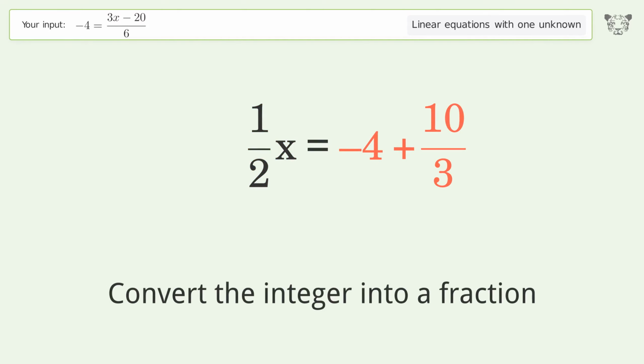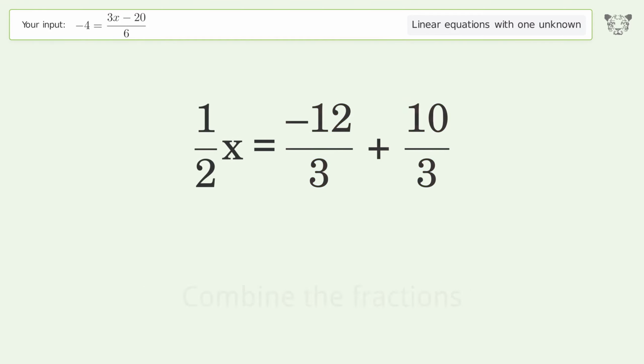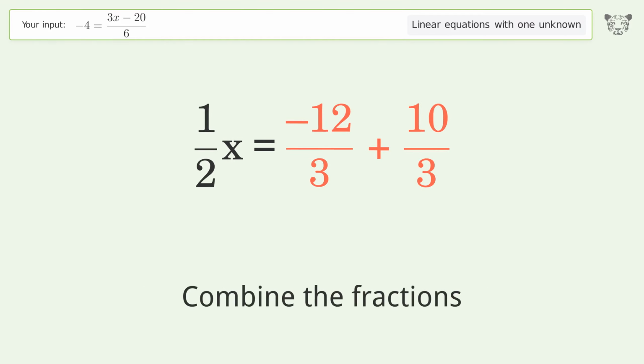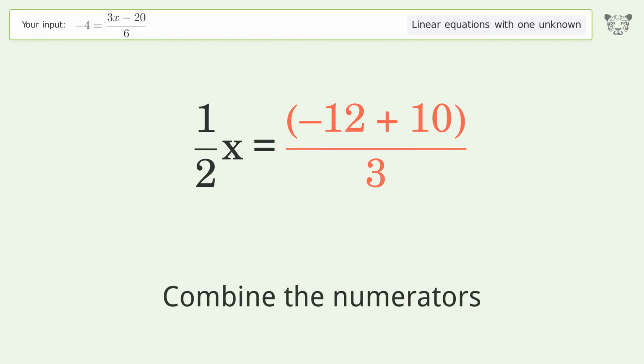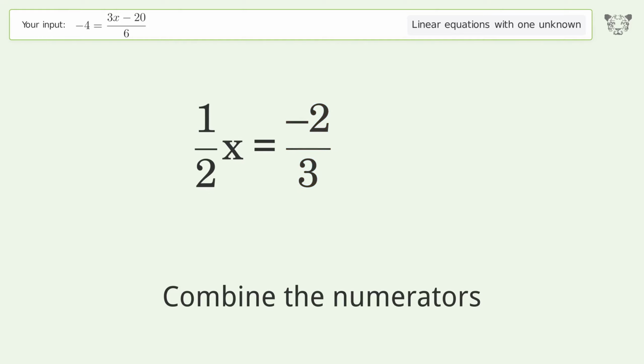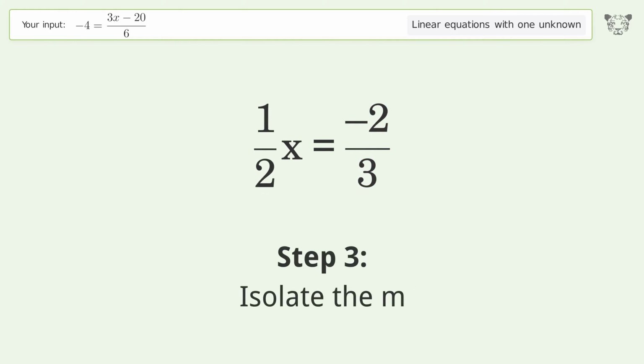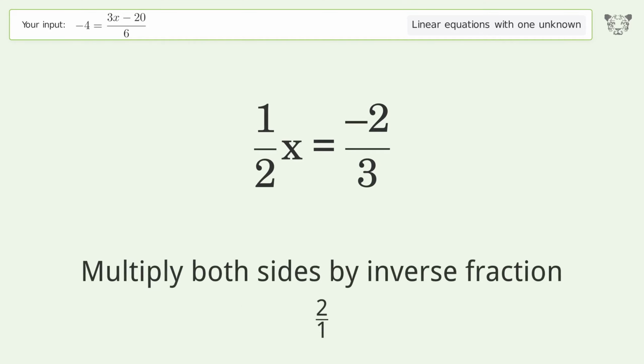Convert the integer into a fraction. Combine the fractions. Combine the numerators. Isolate the m. Multiply both sides by inverse fraction 2/1.